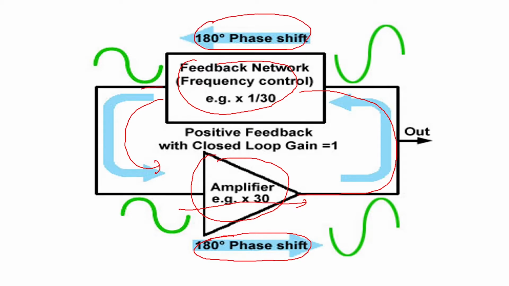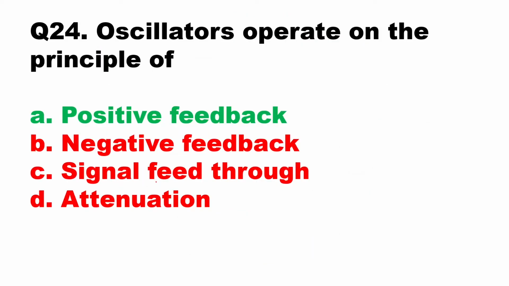So whatever output of the feedback comes with the original input, it will come in phase. In phase means it is going to help, it is going to aid the input. That is why the gain will increase and there will be an instability problem, but it can provide oscillations. So here the answer will be positive feedback.